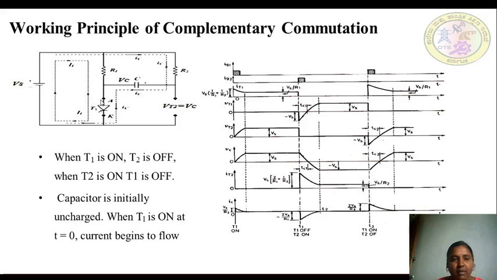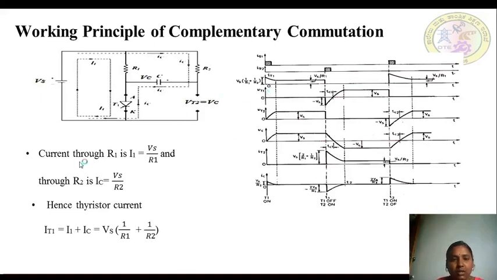Once you apply the gate pulse, the current starts to flow through this SCR. This is open circuit because it is not in the conducting state. This is at the time interval t equal to 0. This is the direction of the current. Two current paths exist once T1 is turned on: one through R1, another through R2 and the capacitor. The capacitor also charges at the same time through this current. So I1 is the current through R1 and IC is the capacitor current through R2.